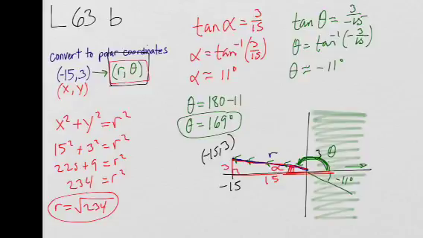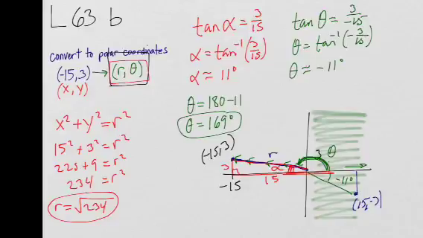And that's because there's a point over here that is 15, negative 3. That has the exact same tangent, right? 15, negative 3 would just be opposite, negative 3, over adjacent, 15. The tangent is negative 3/15, just like the tangent of our point up here. So the calculator doesn't know which one you want to talk about, so by default, it always goes to the right-hand side.